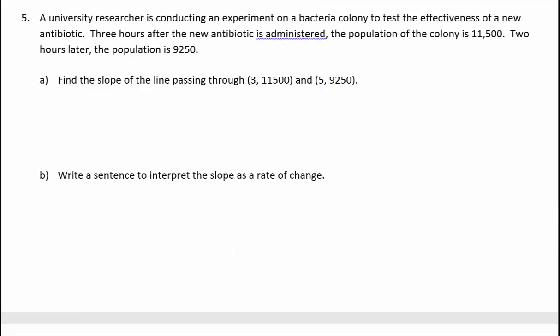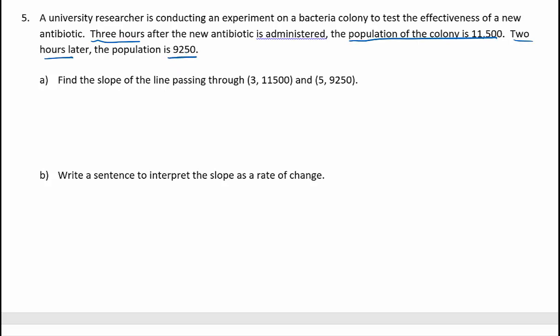Let's do one more slope problem. This one is an application. It says a university researcher is conducting an experiment on a bacteria colony to test the effectiveness of a new antibiotic. 3 hours after the new antibiotic is administered, the population is 11,500. 2 hours later, the population is 9,250.